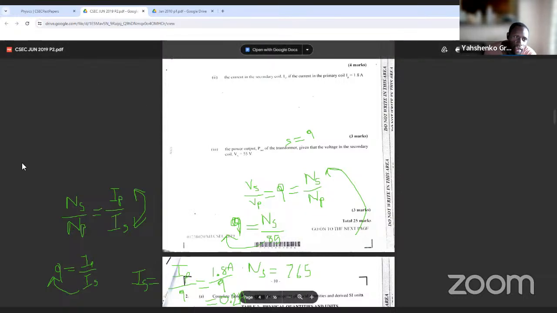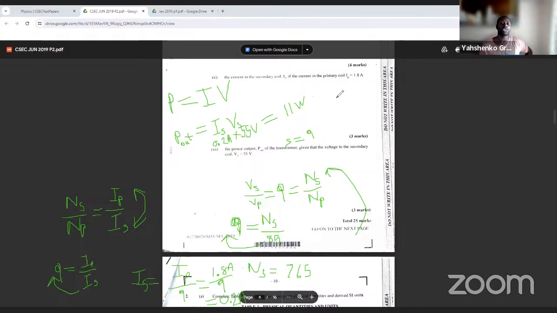All right, so here's the thing. Electrical power is equal to IV. Now for the output, P out is going to be equal to IS times VS. That means secondary voltage times secondary current. So that is going to be 0.2 ampere times 55 volts. And that is going to be equal to 11 watts.